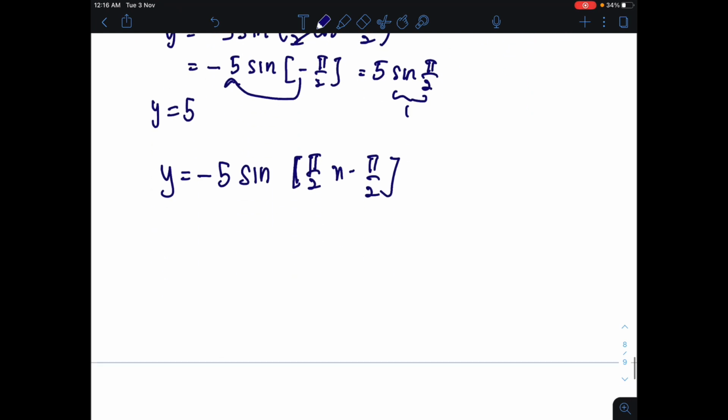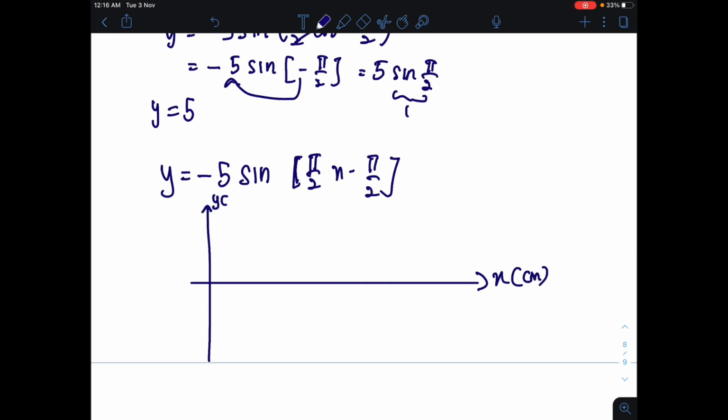kita akan lukis, x unit dia adalah sentimeter dalam soalan dia bagi, y unit dia pun adalah sentimeter. Okay, first kita akan label amplitude kita. Amplitude kita adalah 5, negatif 5. Untuk paksi x pula, sekarang dia adalah distance, so dia akan jadi lambda.